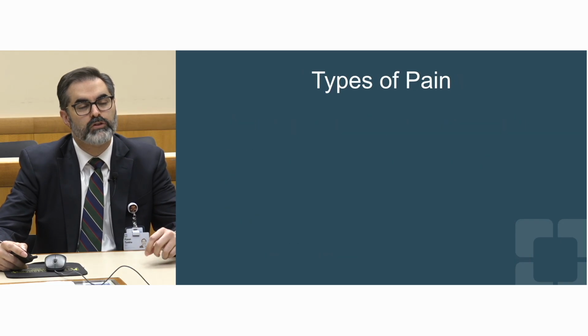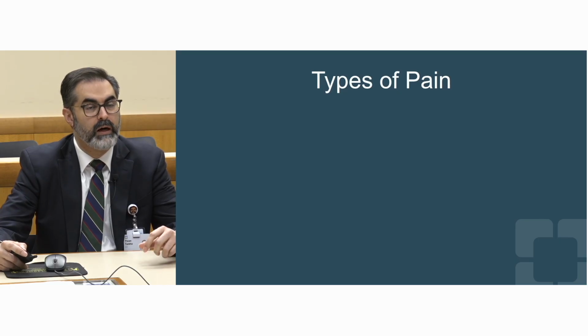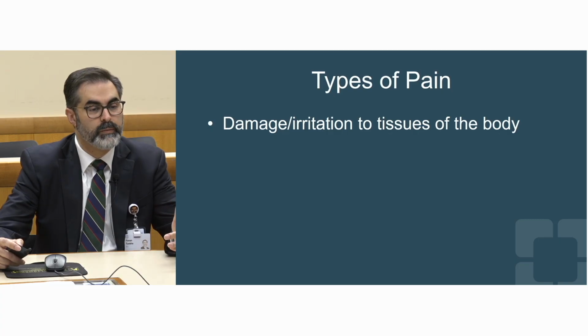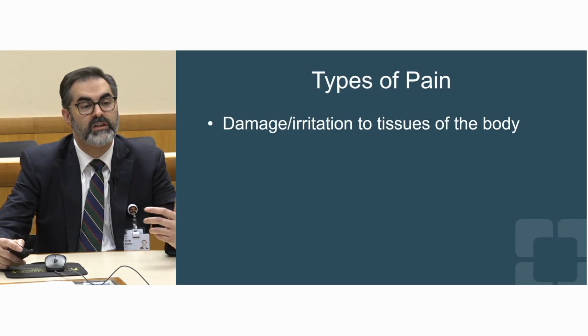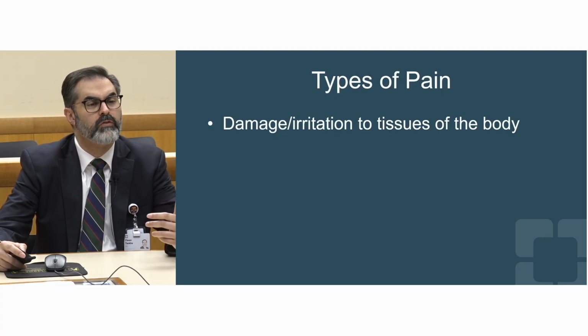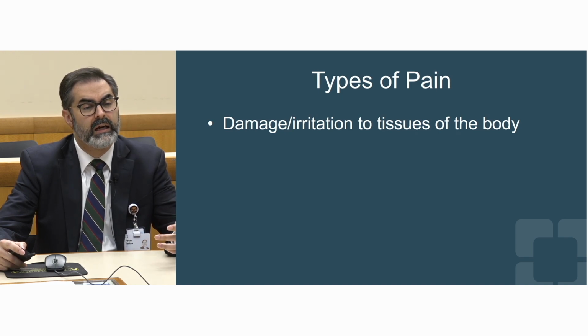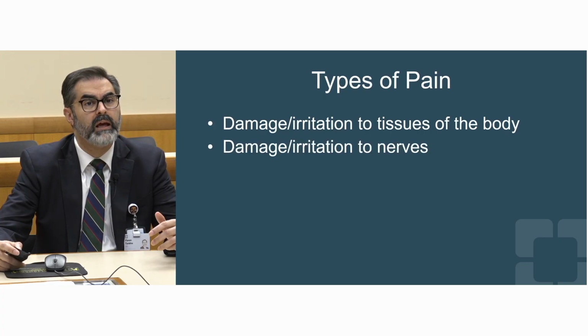Briefly, again, let's just talk about the types of pain as well. There's three different types. The first type is the type I think all of us are familiar with when there's damage or irritation to tissues of the body. This usually involves inflammation. When the inflammation or injury gets better, the pain goes away. The other type of pain, which again, a lot of focus today will be about, is damage or irritation to nerves. Again, these nerves can be anywhere from the central nervous system to, again, our arms or legs or body.